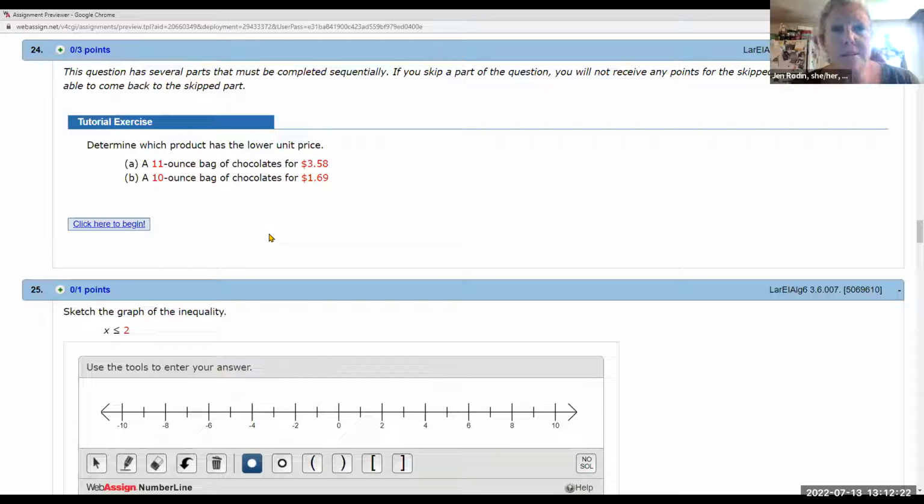We could maybe practice another on the whiteboard too when I'm done showing the inequalities. That would be fine.